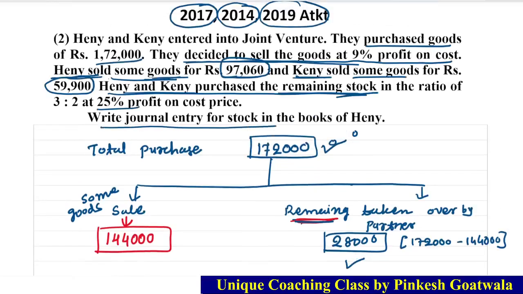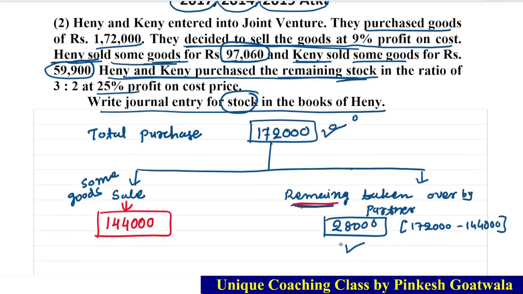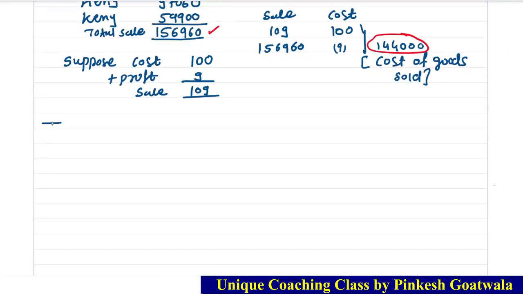Write the journal entry for the stock in the books of Henny. Whose journal entry is to be made? The stock, the remaining stock which the partners take. There are total 28,000 goods remaining, and it was taken by Henny and Kenny in the ratio of 3:2 at 25% profit on cost. The cost is 28,000, but they take it at a profit.